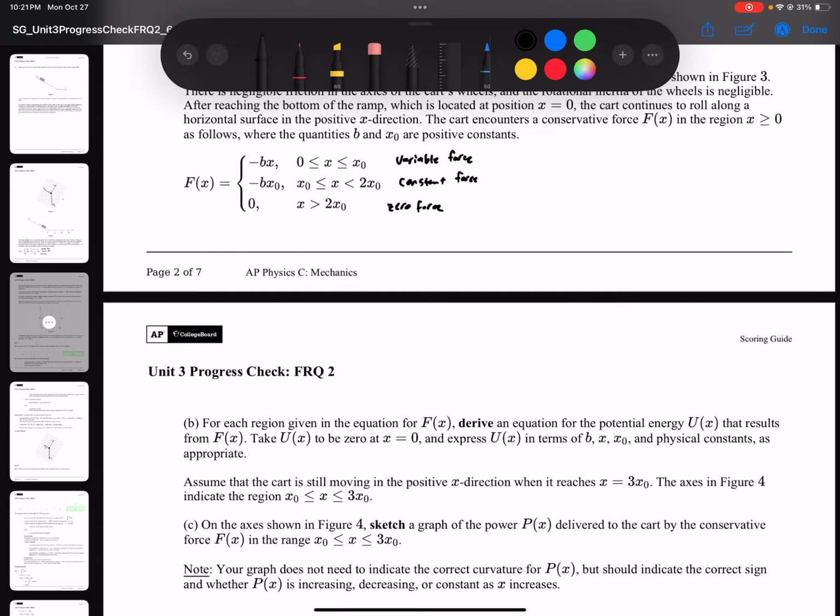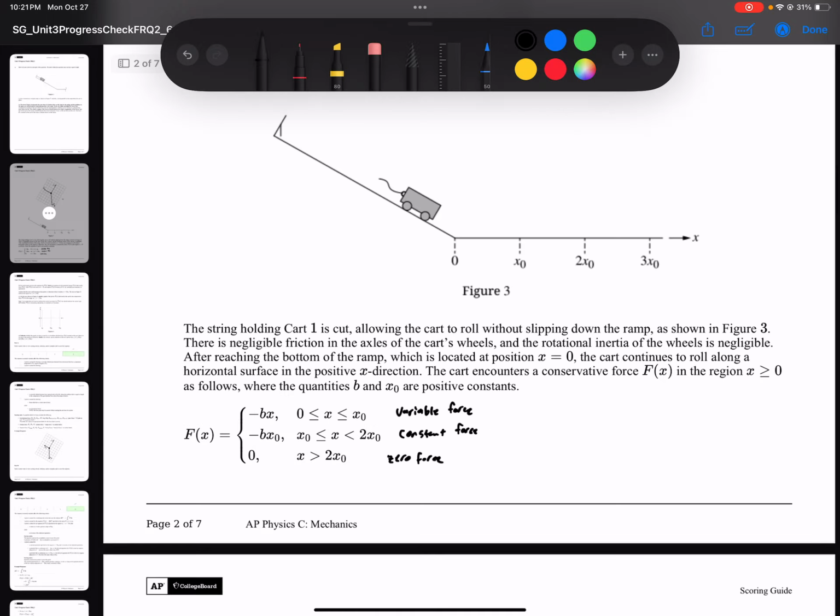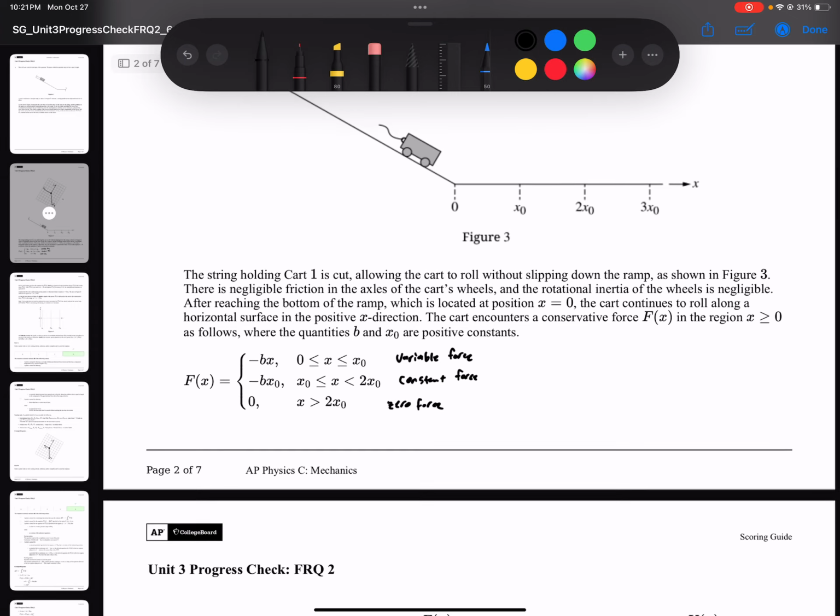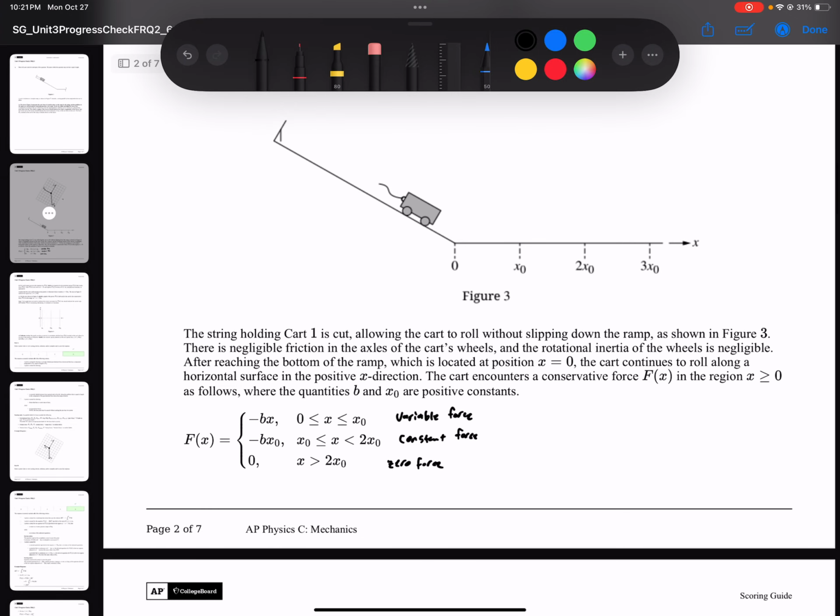So here we have each region, we have an equation for f of x, we have to derive an equation for a potential energy function that results from f of x, and then we take u sub x to be 0 at x equals 0, and we're going to express u sub x in terms of b, x naught, and physical constants as appropriate.